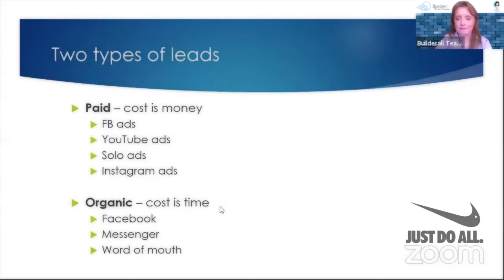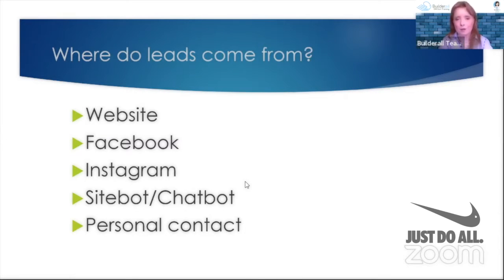Okay, so let me kind of jump back into the presentation and keep going. So we talked about the two types of leads, paid and organic. So where can leads actually come from? They can come from anywhere, you guys. They can come from a website that you build that you're collecting leads. You can collect leads from Facebook, Instagram, a site bot or a chat bot, from personal contact.